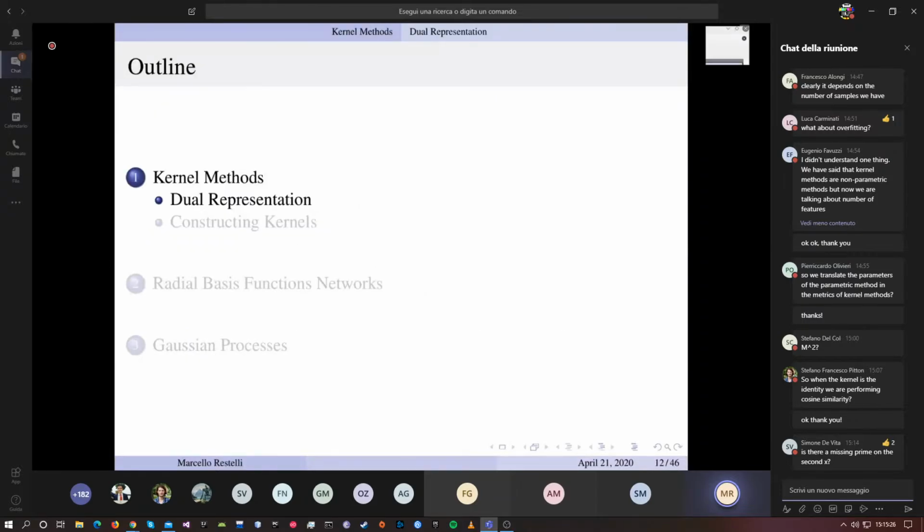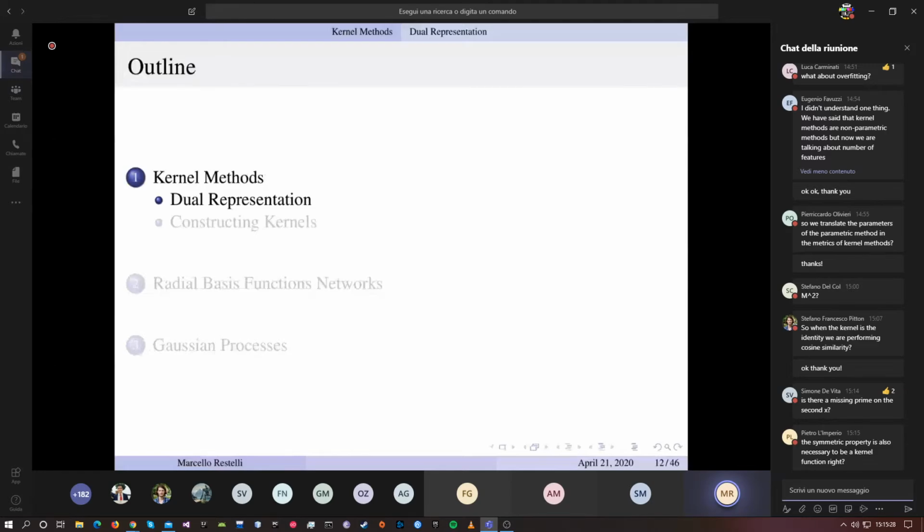So now we see how to do this, and so we talk about the dual representation. There is a question: the symmetric property is also necessary to be a kernel function, right? The symmetric property is implicit in the fact that the kernel needs to be a scalar product between two feature vectors, and since the scalar product is symmetric, the kernel function needs to be symmetric. It is a consequence.